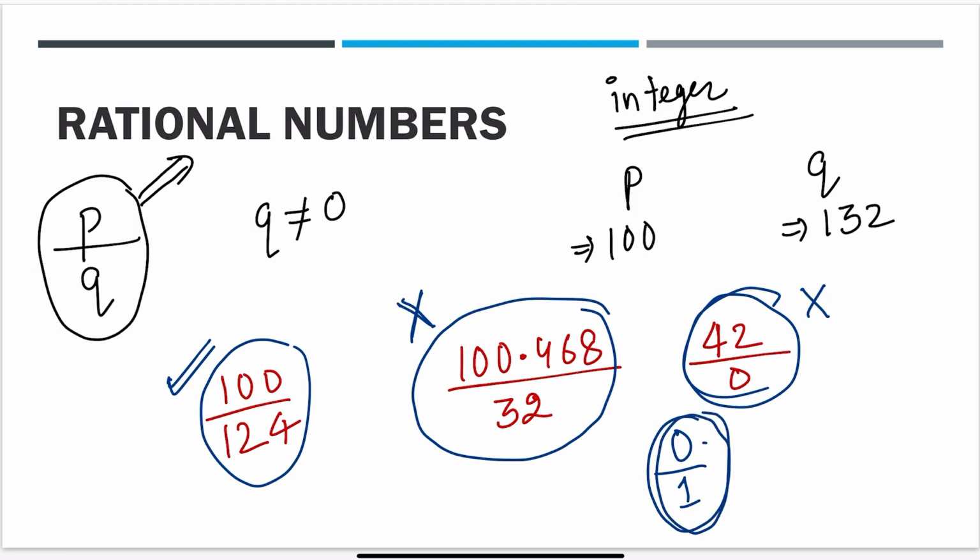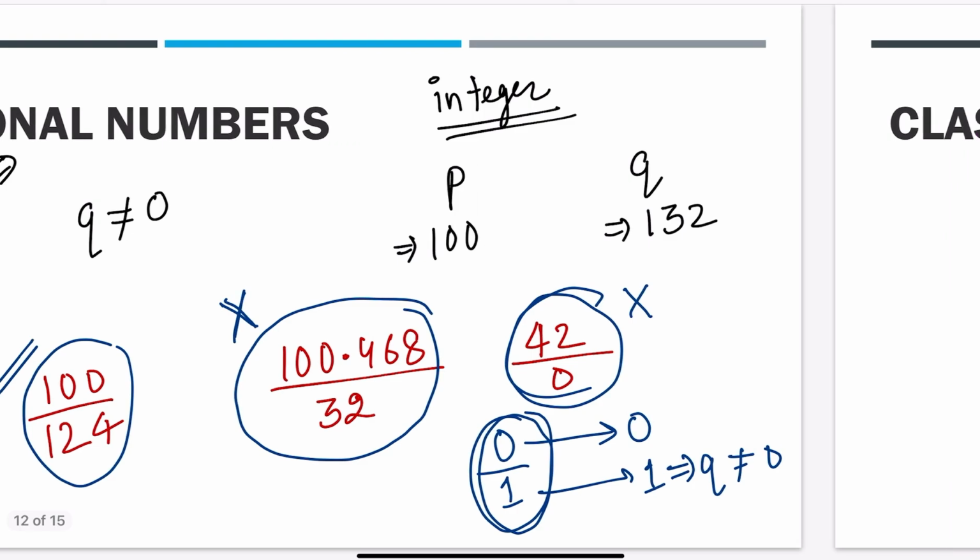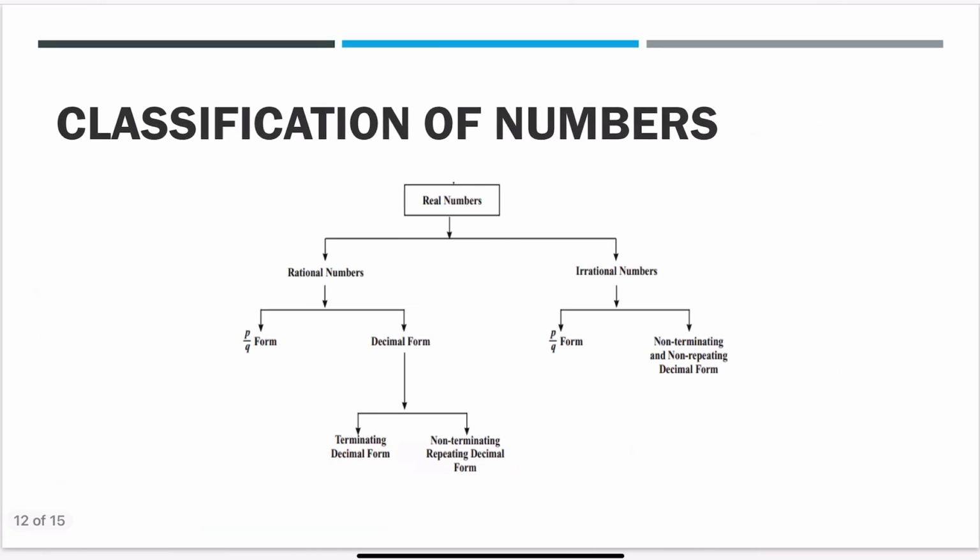Yes. Why? Because 0 is an integer, 1 is an integer, and q, which is 1, is not equal to 0. So that is why 0 is also a rational number. But 42 by 0 is not a rational number. I hope this is clear. Rational number, non-rational number, irrational number, right?